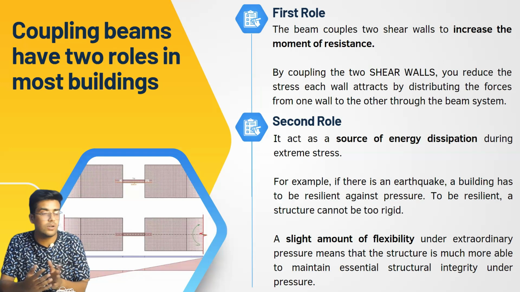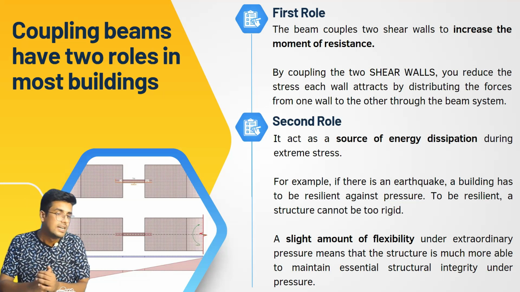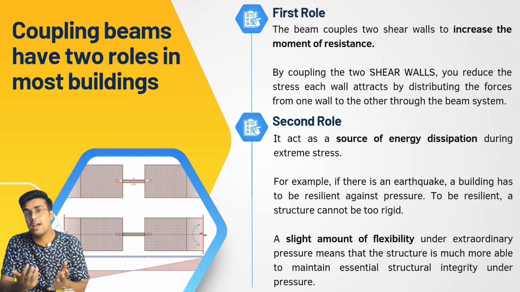Now, what is the second role? The second role is to act as a source of energy dissipation. At the time of an earthquake, our building must be a bit flexible. The whole rigid portion is not going to help us. So these ductile deep beams which connect the two shear walls are going to be a bit flexible. They provide a bit of ductility to the structure, and as a result our structure is going to be more resilient. So these are the two basic roles of a coupling beam. The first is the increase in the moment of resistance. The other is that it is a source of energy dissipation.